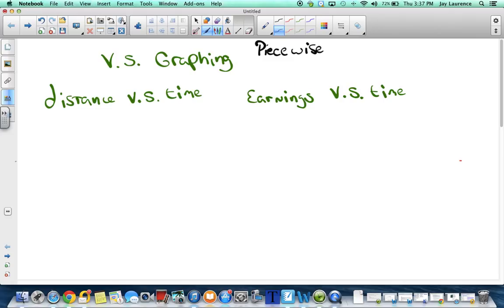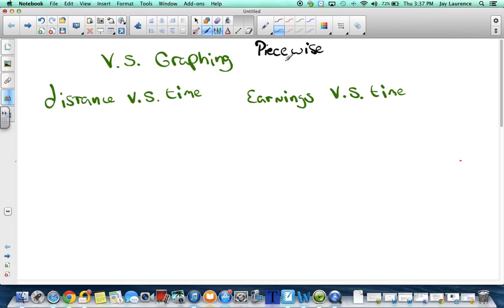All right, anyway, now that that is taken care of, let's get on with this. When we're doing piecewise functions, often it's going to be a versus graphing situation. What does that mean? It means something plotted against something else, like distance versus time. I know you're smart enough to know that the longer I drive, the more time I take, the farther I go, right?